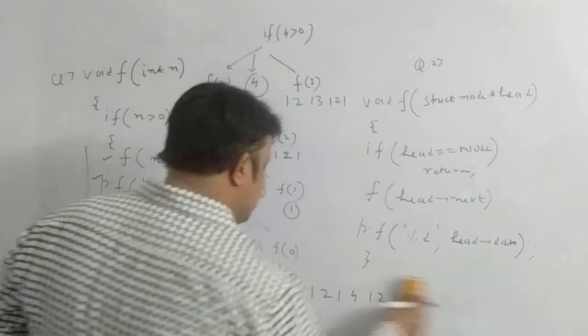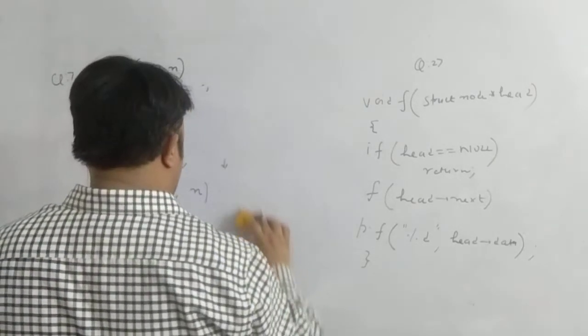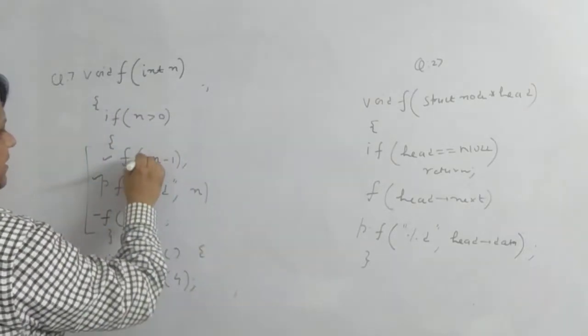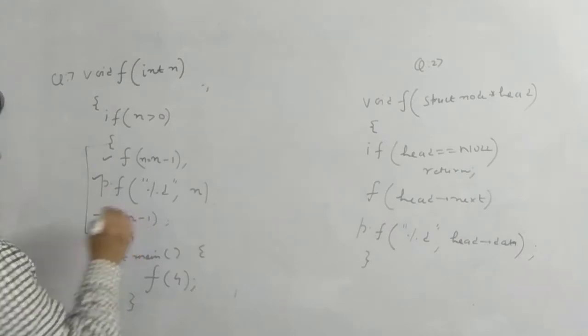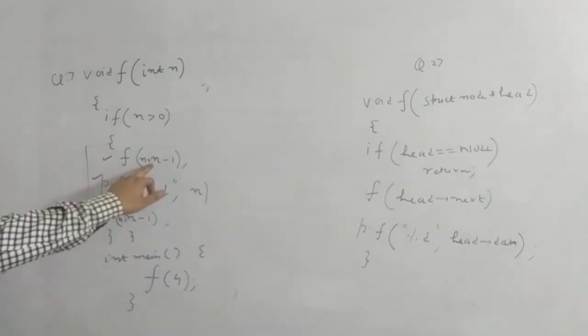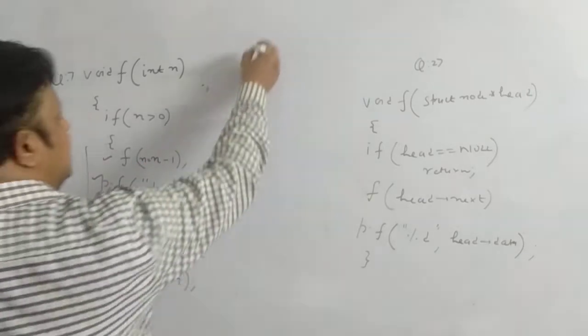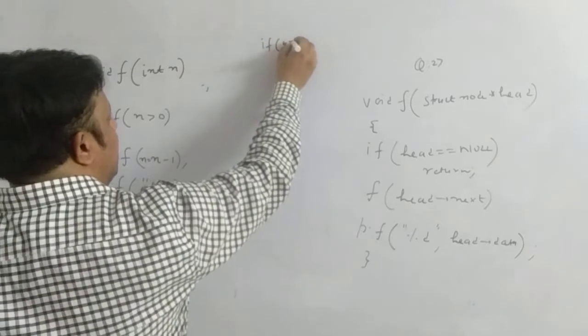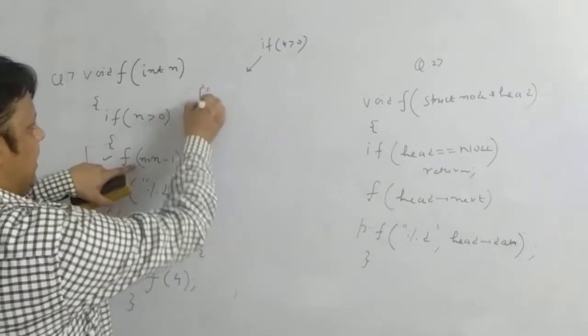So now let me change this question slightly, and let's suppose I am writing n = n - 1, n = n - 1. Now see what is happening. I have simply added one statement, n = n - 1. I am calling f(4). So what is happening? If 4 greater than 0, your condition is true. So when your condition is true, you are calling f.